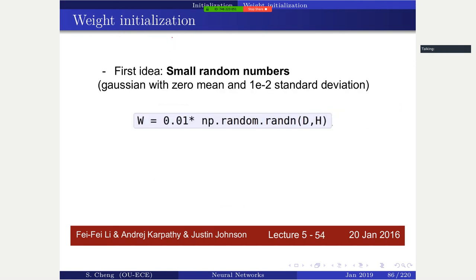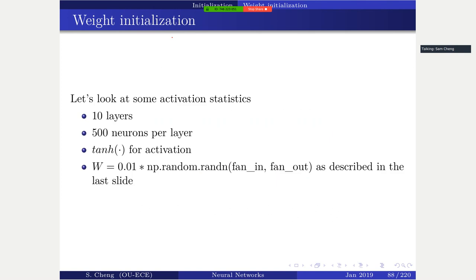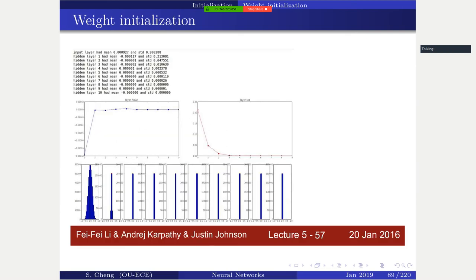So as I mentioned, the first idea people always come up with is how do I do weight initialization? Just randomize the weights, right? Just give some random numbers there. It turns out there's a problem, as you can see. This is a very good example I just borrowed from Karpathy. It's a toy network with 10 layers, each layer has 500 neurons, and the activation function is tanh. Then I randomize with a Gaussian distribution with standard deviation 0.01, and what we have is something like this.